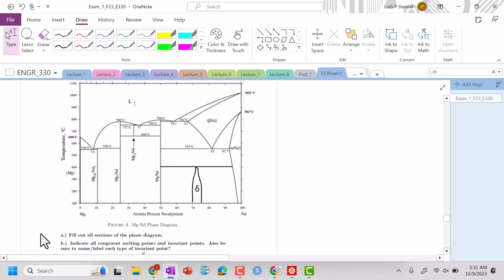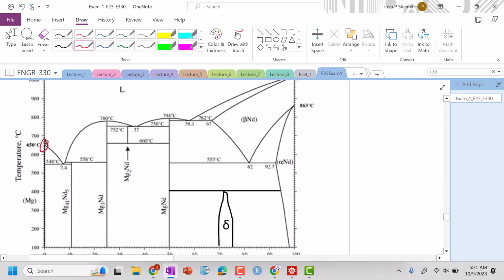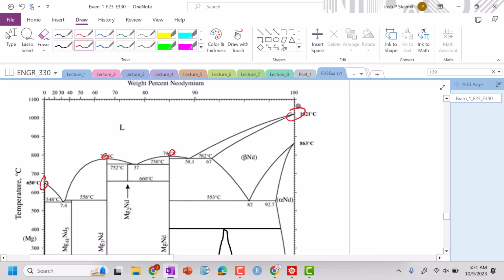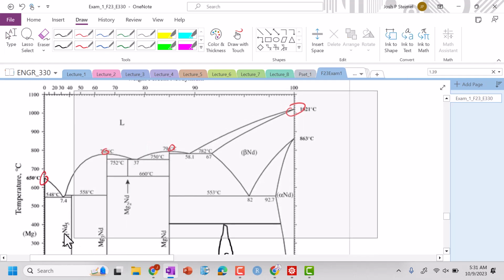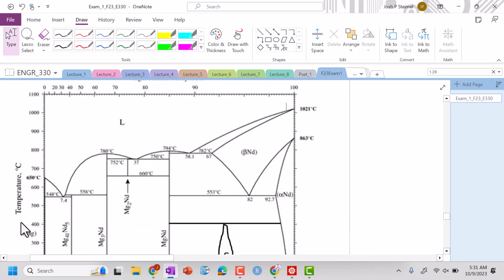Now, I want to do all the congruent melting points. Here, here, here, and here. So those are all our congruent melting points. Let's look at our invariant points.